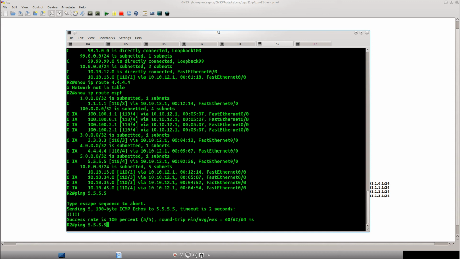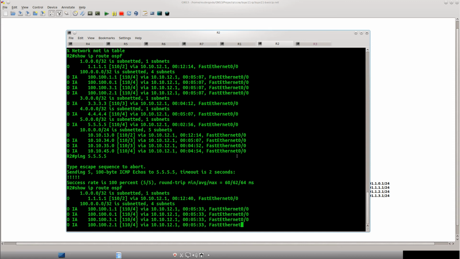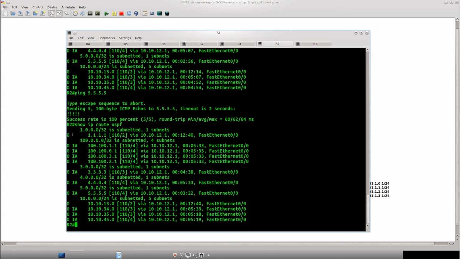Now if you show IP route OSPF, you'll notice that you've got O routes. So you have an O route for all ones. You have an O route for 10, 10, 13. And if you look at your diagram, those two routes are in your same area. They're all in area 2.